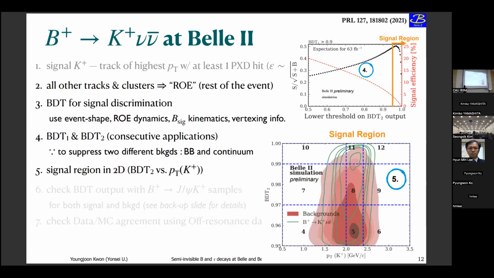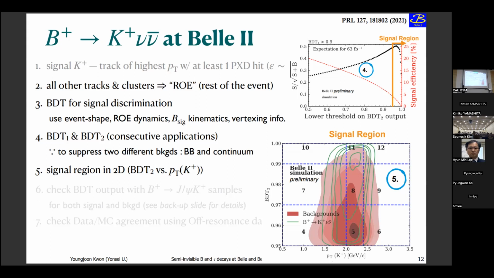Okay, then once we do step one, we move to steps two through seven. Step two is we take all other tracks and clusters. First we loosely tag the partner B, then we select the signal K-on, and everything else is what we call the rest of the event, ROE. Then we use a boosted decision tree for signal discrimination. For this, we use the event shape, ROE dynamics, signal B kinematics and vertex information.